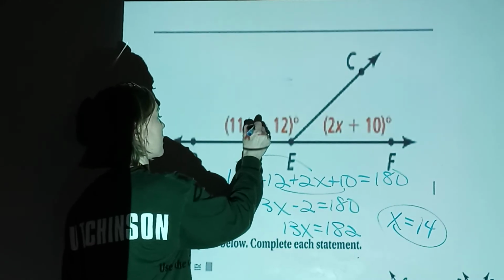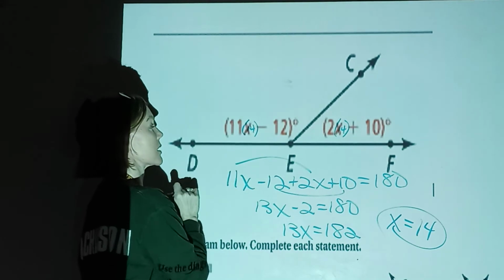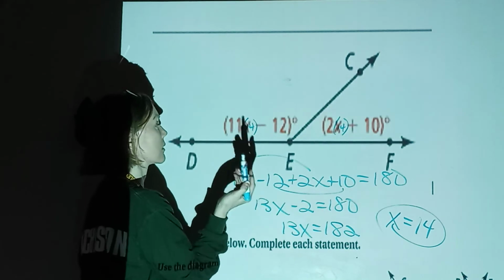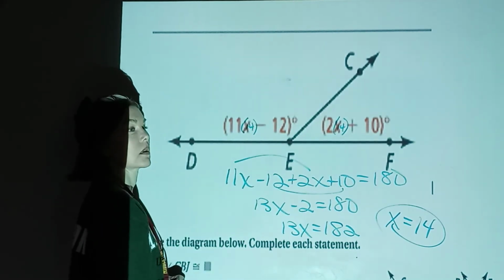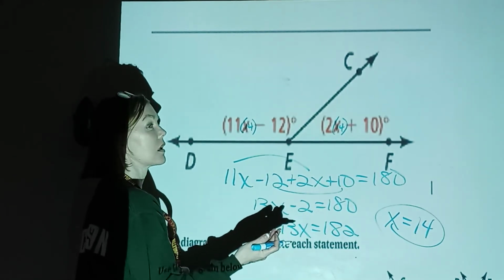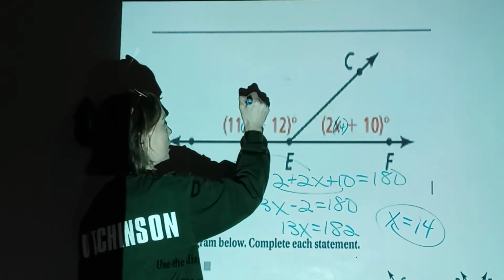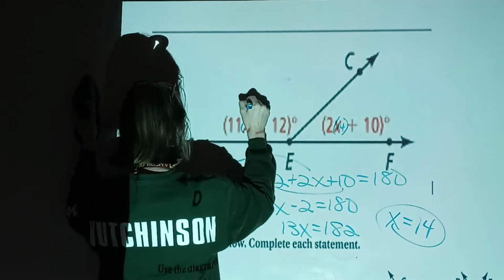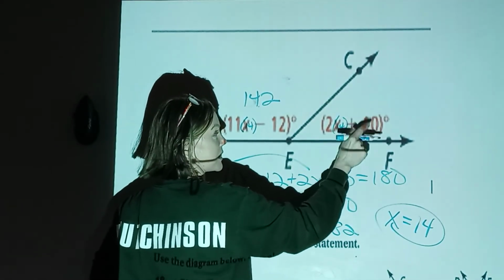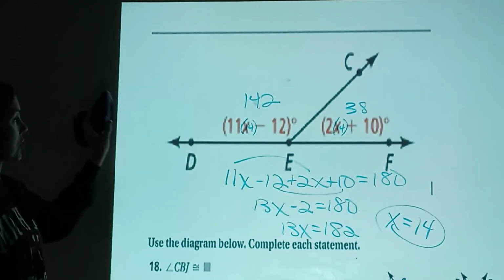So now we're just going to use the calculator. 11 times 14 is 154. 154 minus 12 is 142. Yes, sir. Let's just do it step by step. Now, 2 times 14 is 28. 28 plus 10 is 38. Very good. So, moving on.